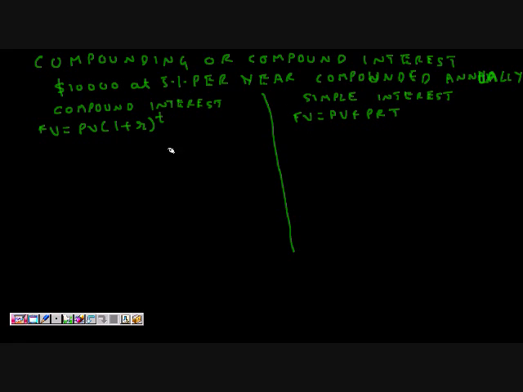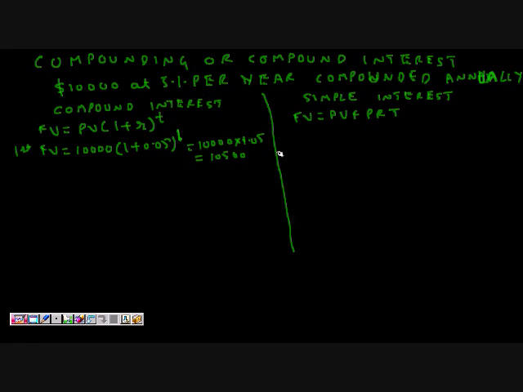So let's say for the first year, future value is equal to 10,000 into (1 plus 0.05) raised to 1. T is 1 in this case because we're calculating the interest at the end of first year. So this is 10,000 into 1.05, which is 10,500. Okay, so at the end of first year you have 10,500.